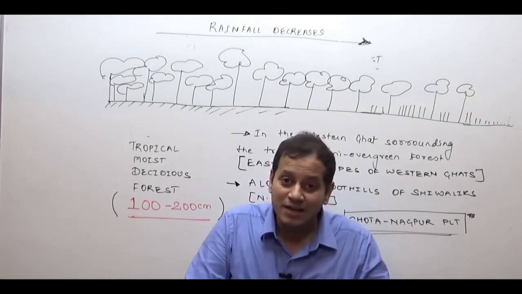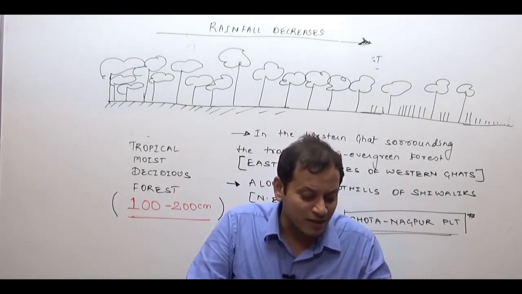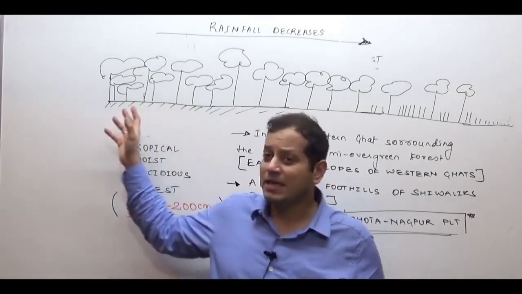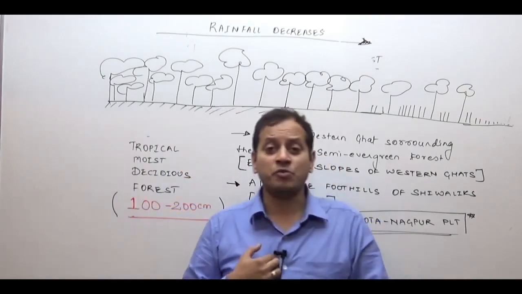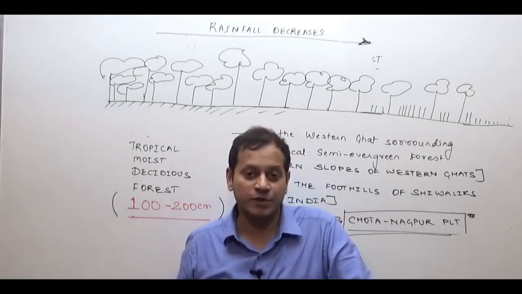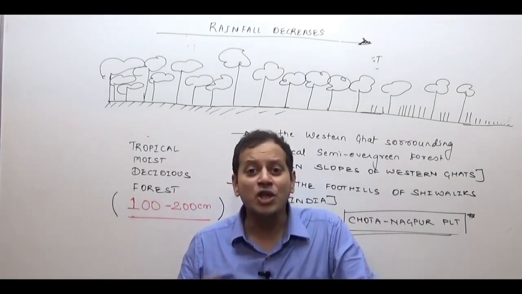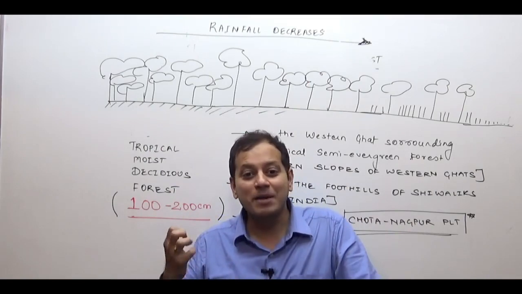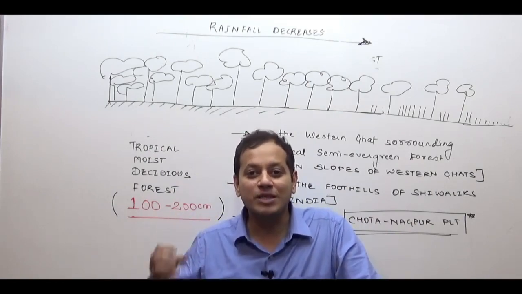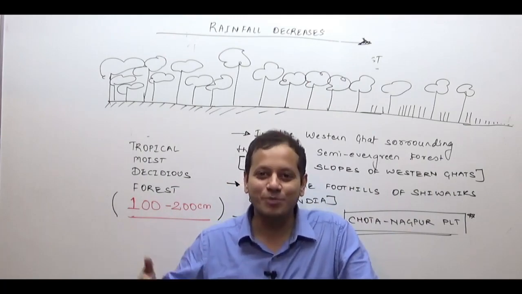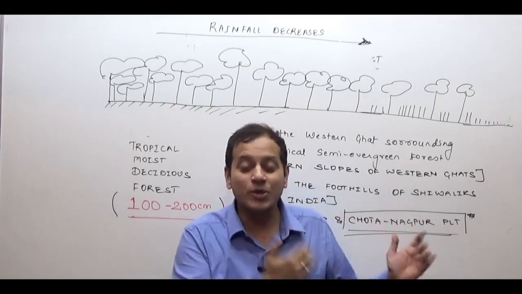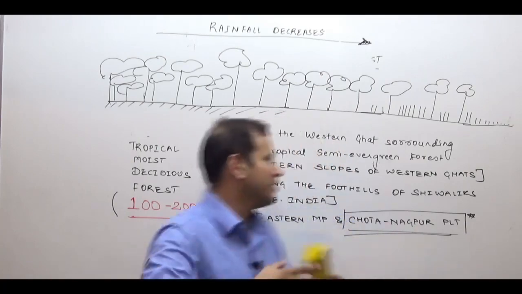This forest is not as dense as the tropical evergreen and semi-evergreen forest. Therefore, it becomes easy for us human beings to go and exploit this forest, to use this forest. So commercially, this is the most important forest of India. Why? Because let us look at the species which are found here.